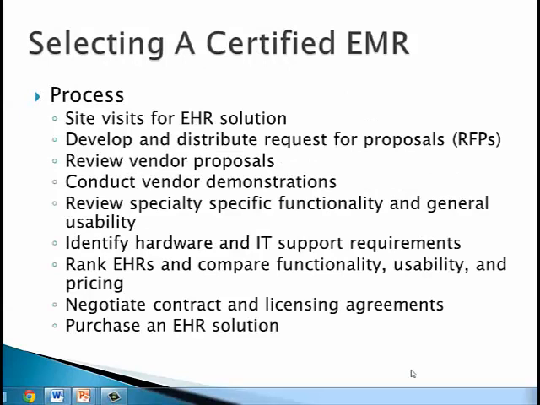And next, we actually have to go about the business of selecting an EMR. How do you do this? Where do you even start? Some processes that have been followed are to do site visits. I know in the past, I've been involved in selecting EMRs, and we've gone to different sites where they've been in use, so you could see how they're working and get feedback from the people using them.